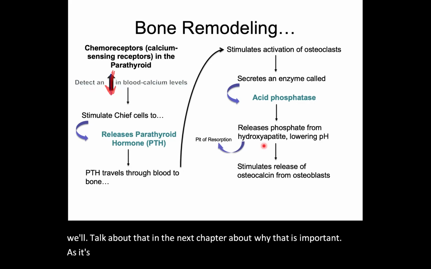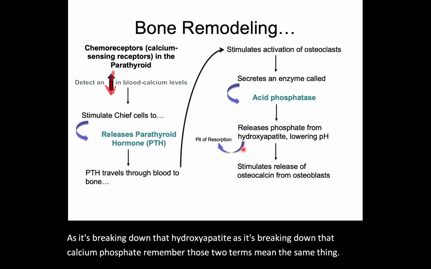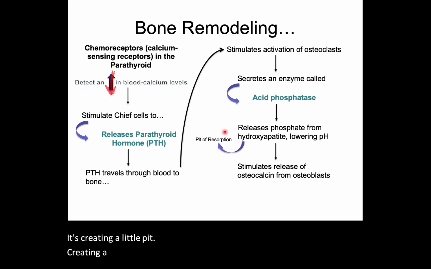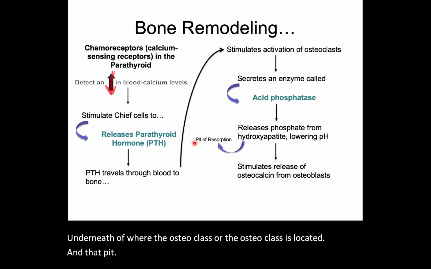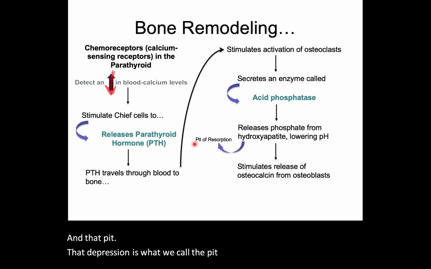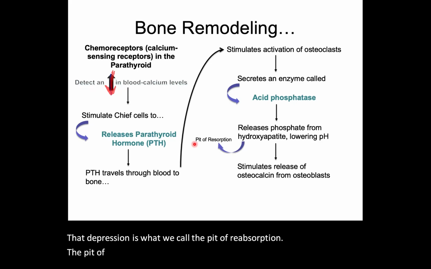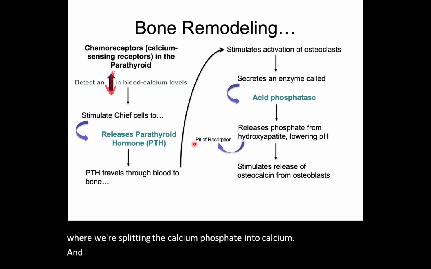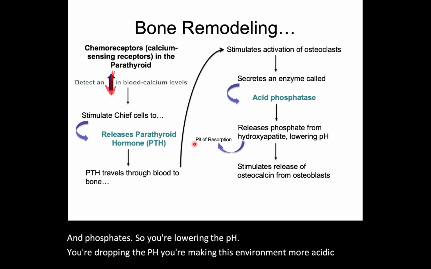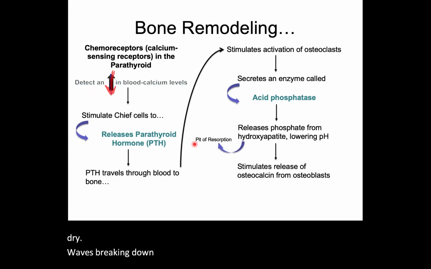As it's breaking down that hydroxyapatite, as it's breaking down that calcium phosphate, remember those two terms mean the same thing. It's creating a little pit. It's creating a little depression underneath of where the osteoclast is located. And that pit, that depression, is what we call the pit of reabsorption, because this is where reabsorption is taking place, where we're splitting the calcium phosphate into calcium and phosphate. So you're lowering the pH. You're dropping the pH. You're making this environment more acidic, which drives breaking down more calcium phosphate.